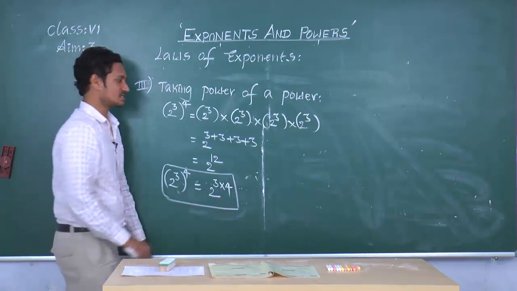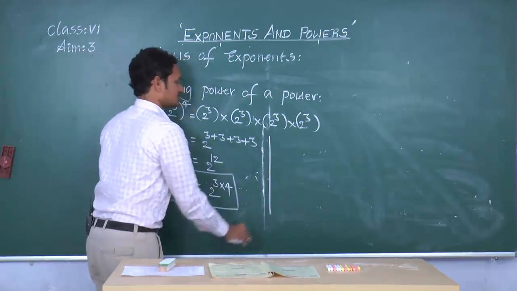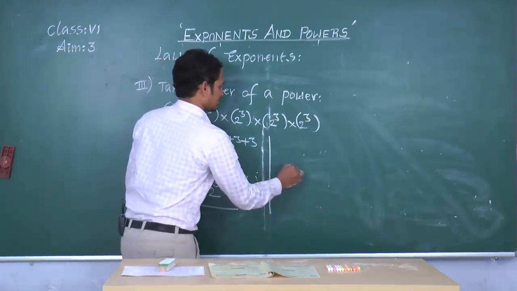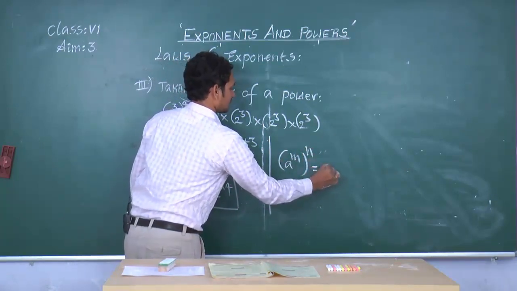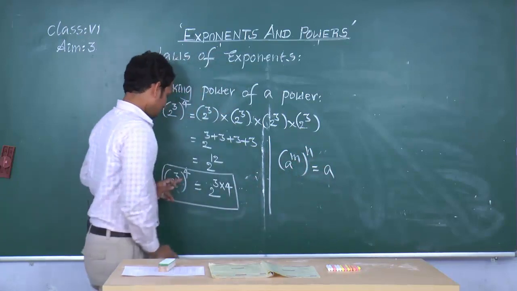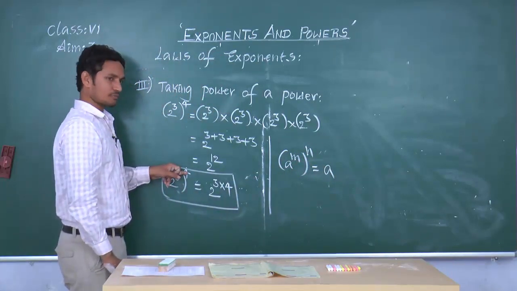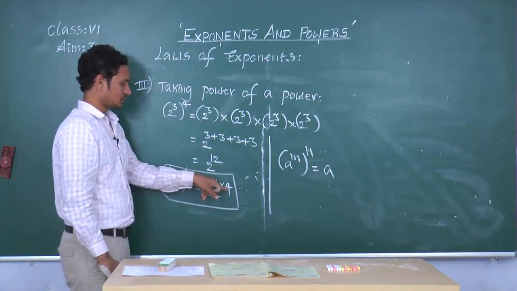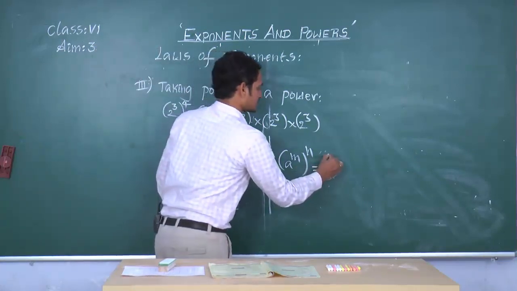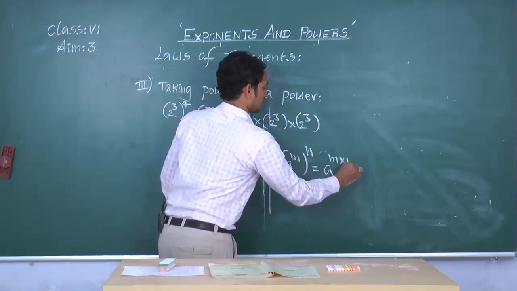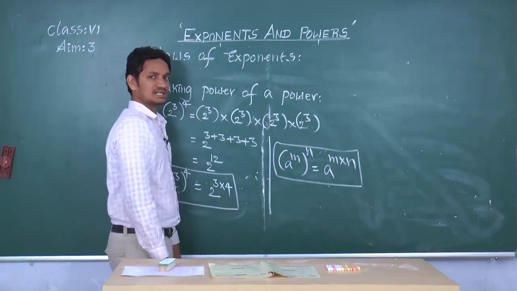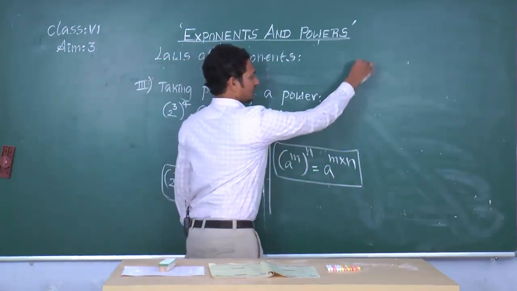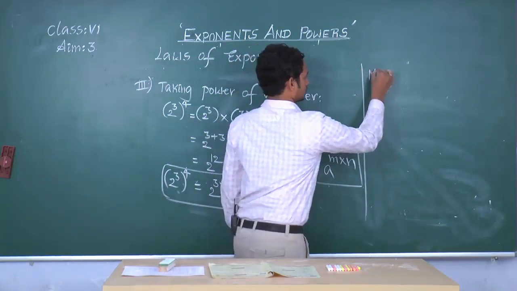By using this example, we can generalize the result as (a power m) whole power n. If it is (2 power 3) whole power 4, we can write it as 3 into 4. So similarly we can write it as a power m into n. This is the third law, and here I am introducing one note.